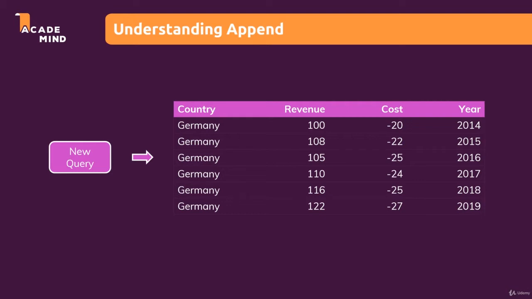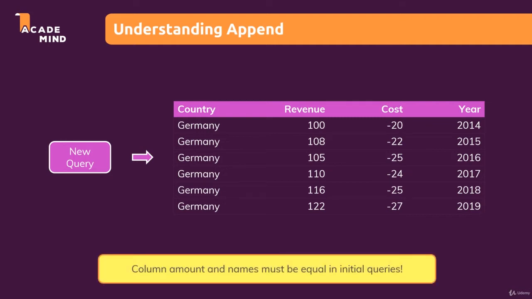So in the end, what does append mean? Well, append simply means we add the rows from two different queries and combine them into a new query. That's all in the end, but to be able to do so, we have to guarantee a certain structure for our two queries, because the column amount and the names must be equal in both initial queries. As you saw, both queries have 4 columns, and each column is named equally in both queries. So in the first and the second query, we had country, revenue, cost, and year. So if you have the situation with 2 equal queries like this, then you can use this append feature.